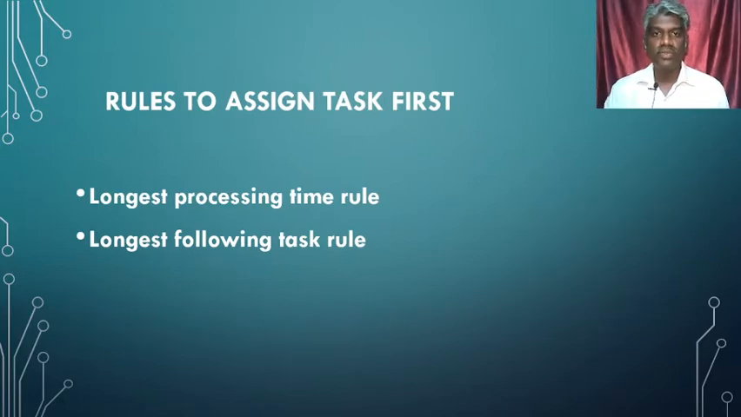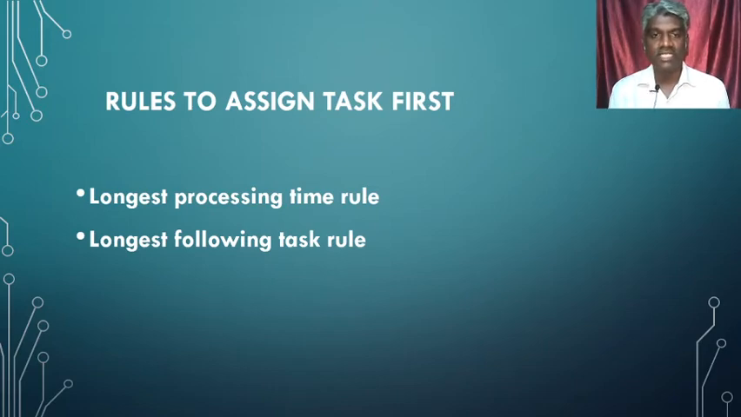And there are some rules to assign the tasks to the workstations, and the rules are the longest processing time rule and the longest following task rule. The longest processing time rule says assign the particular task which has the longest processing time. So if there are two tasks A and B, and A takes 5 minutes and B takes 10 minutes, assign B first because it has the longest processing time. So that is the first rule.